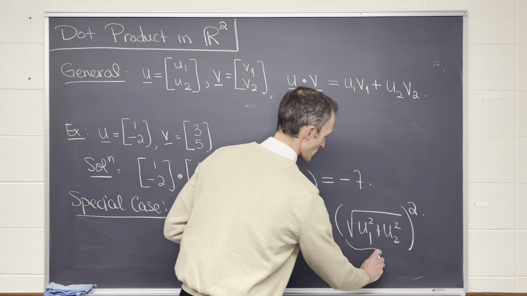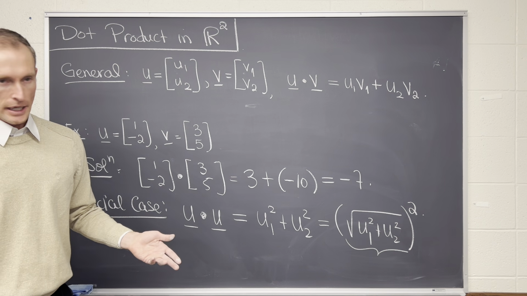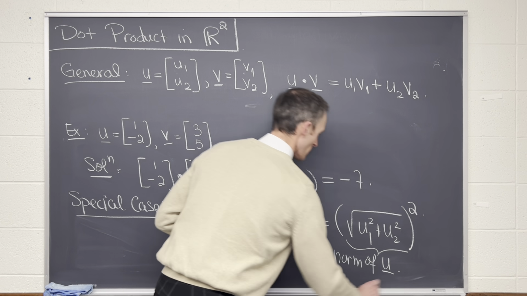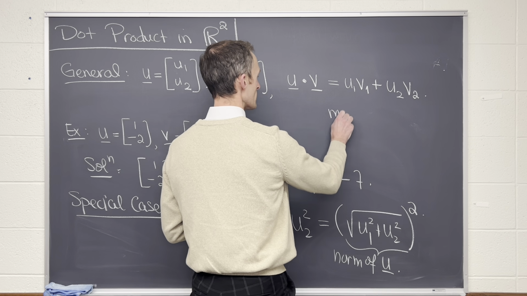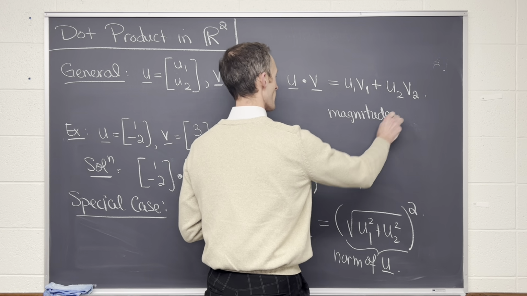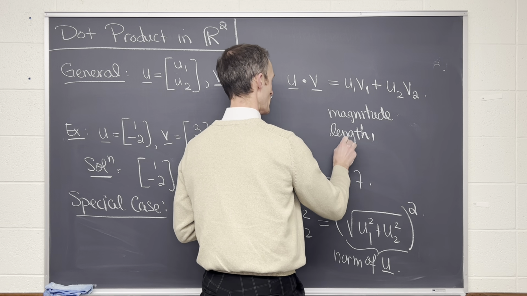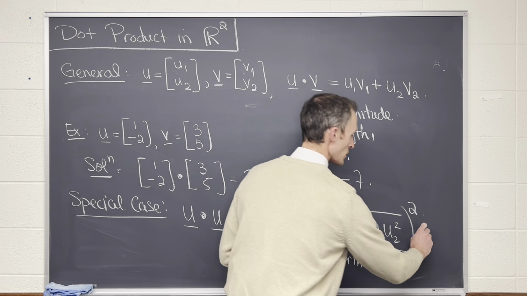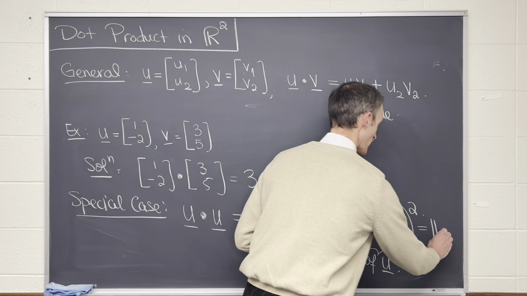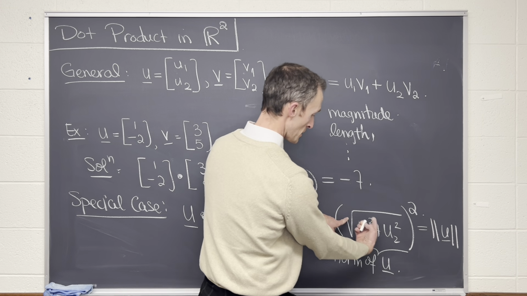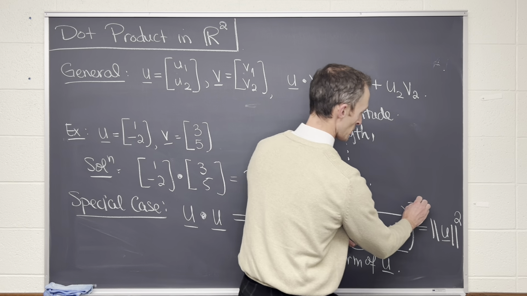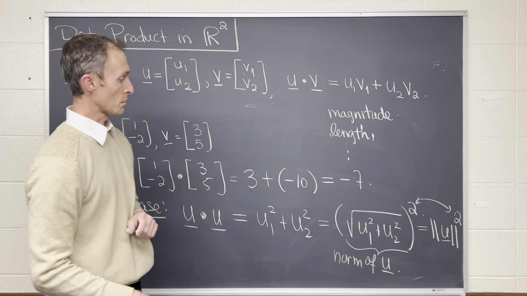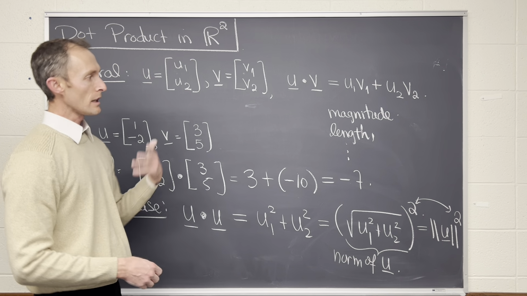And this quantity is very special, and it's got a million different names. This is called the norm of u. Other names for it would be the magnitude, the length. There are all sorts of different things that we can talk about with this particular thing. It has a notation: double vertical bars, then the vector u, then double vertical bars. So the norm of u is the square root of u1 squared plus u2 squared. Why do we call it the norm, the length, the magnitude?